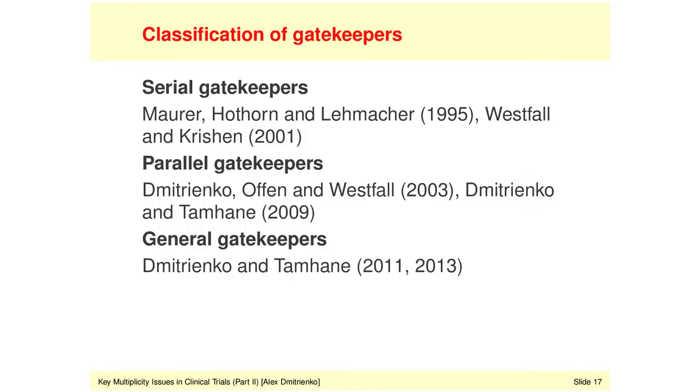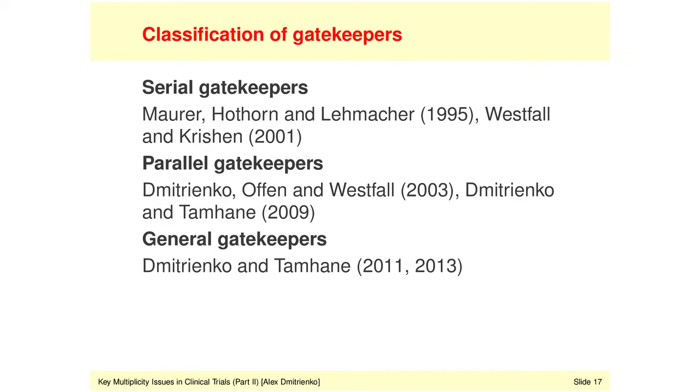Classification of gatekeepers. We will begin with two useful classification schemes that help us better understand the structure of various gatekeeping strategies in clinical trials. The first classification scheme deals with the classification of gatekeepers, or families of hypotheses that serve as building blocks in more complex multiplicity settings. What we see on the slide is a list of commonly used gatekeepers. They are known as serial gatekeepers, parallel gatekeepers, and general gatekeepers.